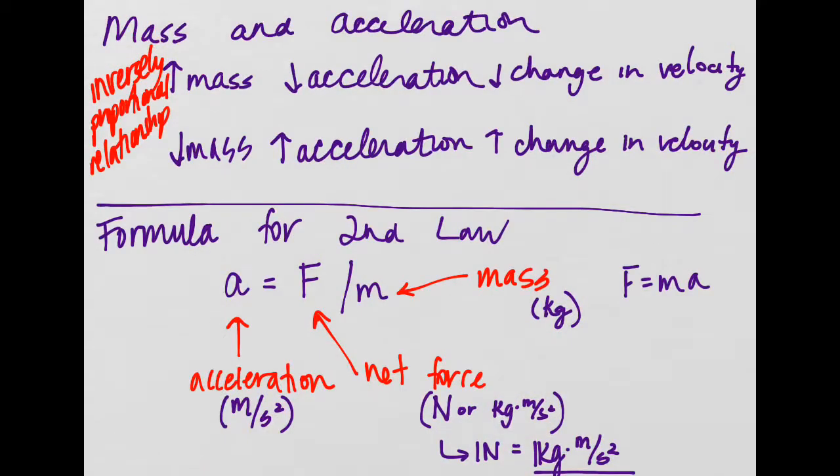Okay. And then you also need to know about the relationship between mass and acceleration. So this is an inversely proportional relationship. You can see I've written that squished on the side here. It's an inversely proportional relationship. What that means is that as one goes up, the other goes down. So as we increase mass of an object, we decrease its acceleration because we're decreasing its change in velocity. Same with decreasing mass. If we have a small mass, we can have a fast acceleration.